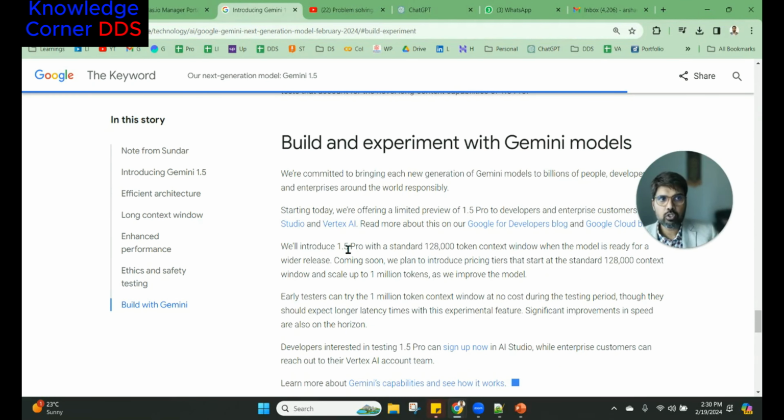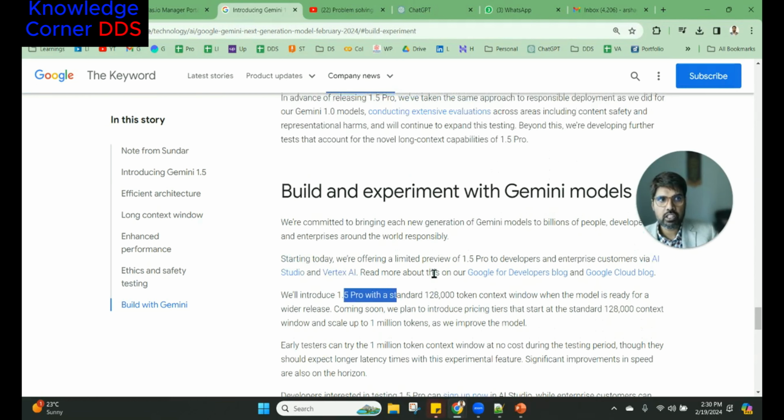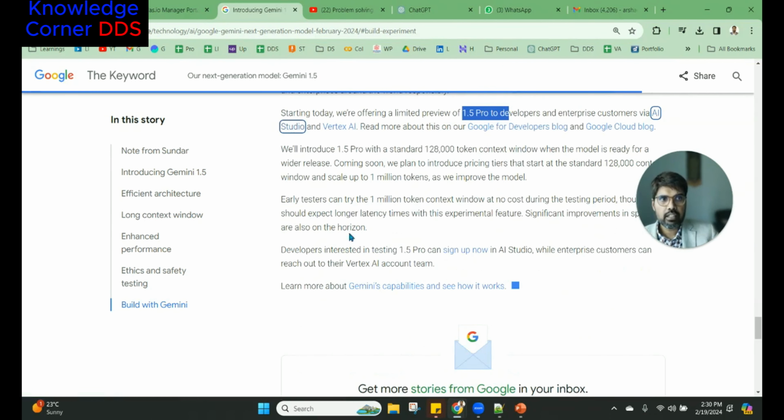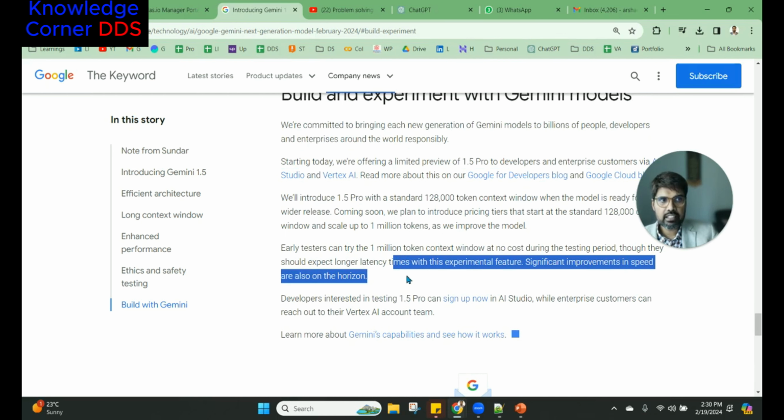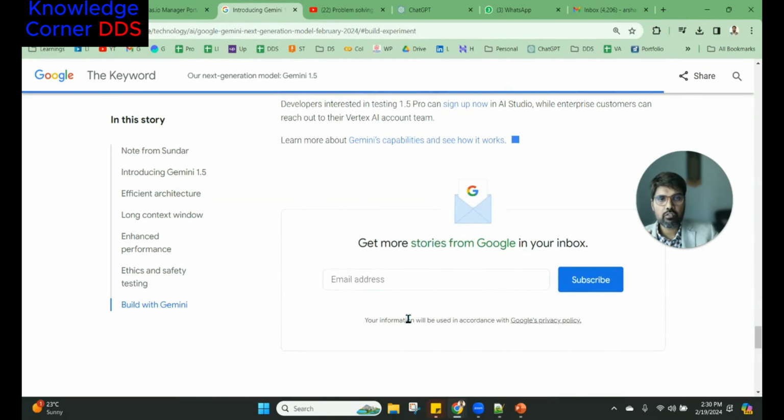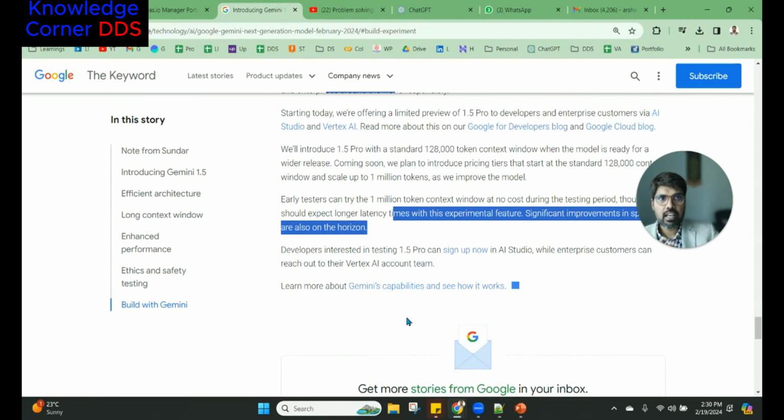They have written in the documentation that they are offering 1.5 Pro to developers via AI Studio and Vertex AI. In Vertex AI it is going to give an API call, though not till now, it has not been done. Early testers can try 1 million tokens at no cost during the testing period, and they should expect longer latency with experimental features. There are a lot of developments happening in this space around Gemini 1.5.